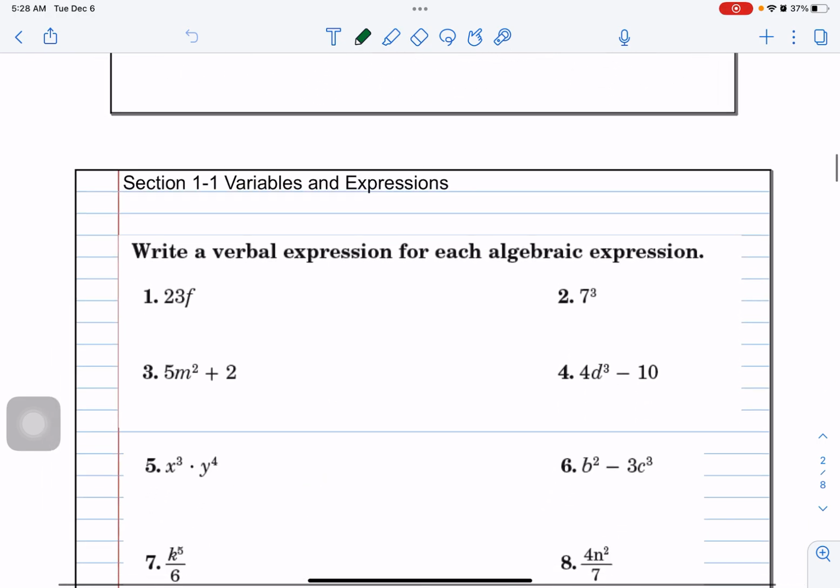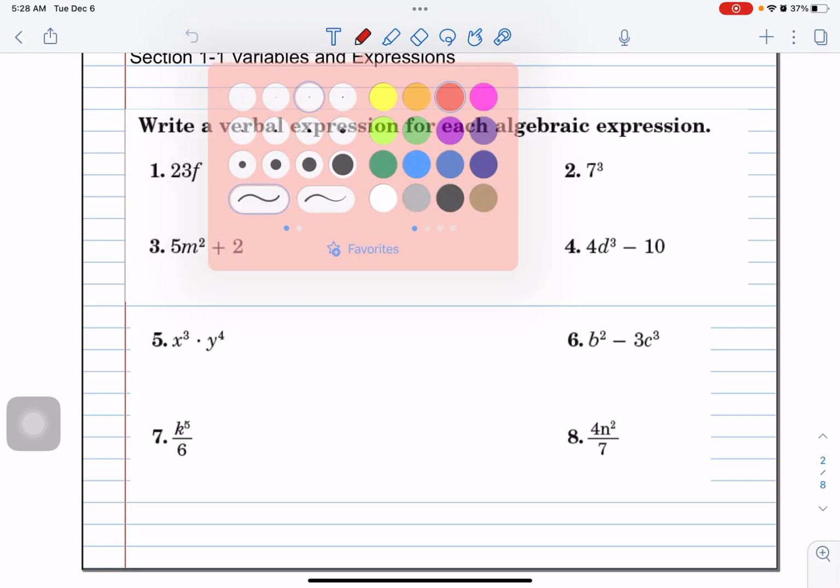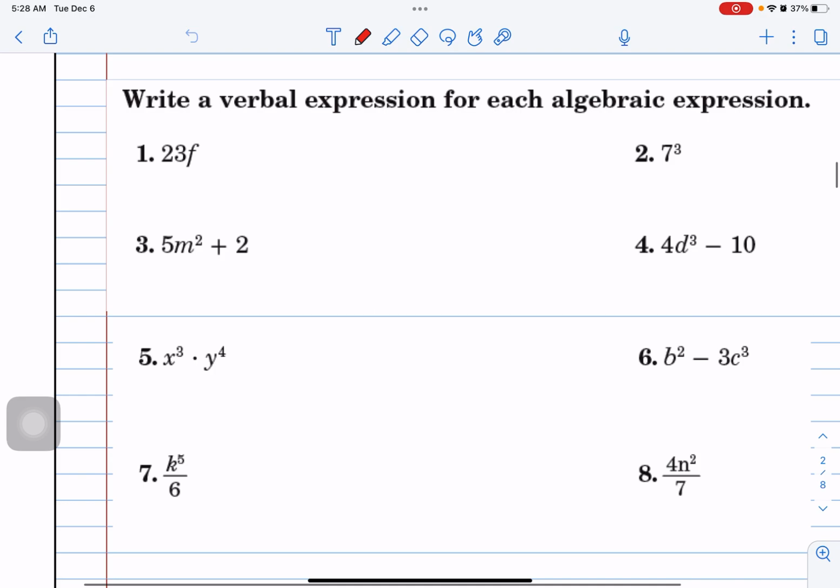But I want you to pull out your note packet and open up to page 1. And I'm going to go through and talk about each of these, the answers, the things that I will look for, so when you do the Chapter 1-1 homework, you have a better understanding of the concept. For each of these, you had to write a verbal expression for each algebraic expression. So basically, you had to take the math and put it into words.